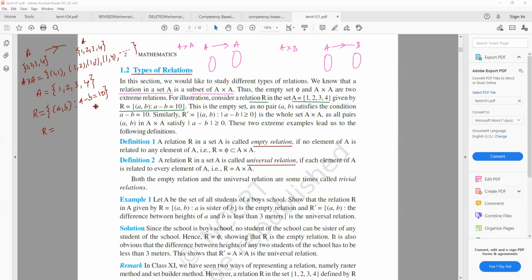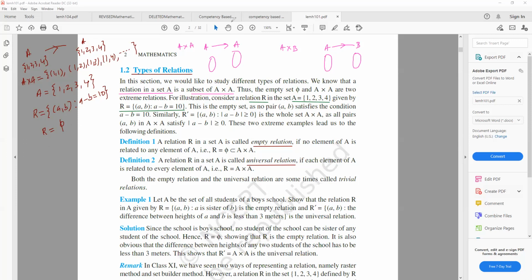Is there any ordered pair such that their difference is 10? है क्या? No, sir. No ordered pair. That means this is an empty set. So this relation is known as empty relation.